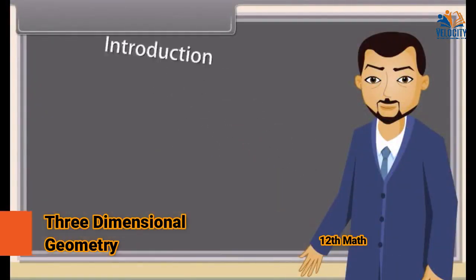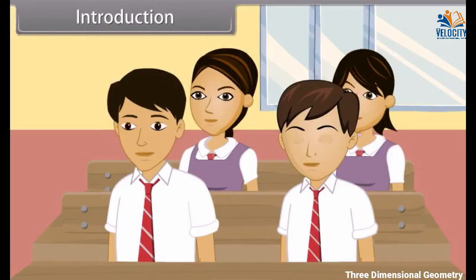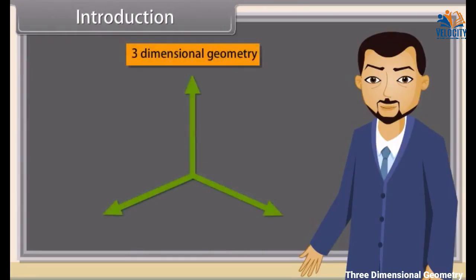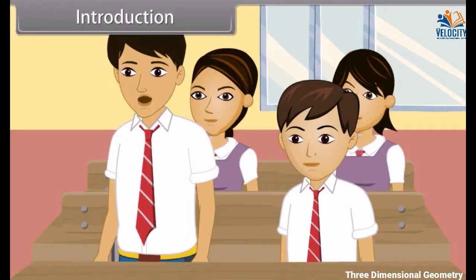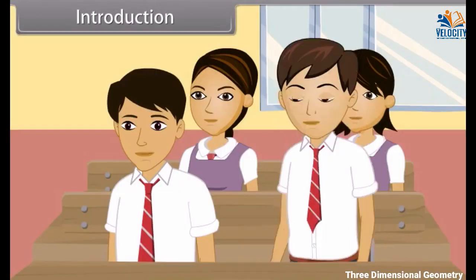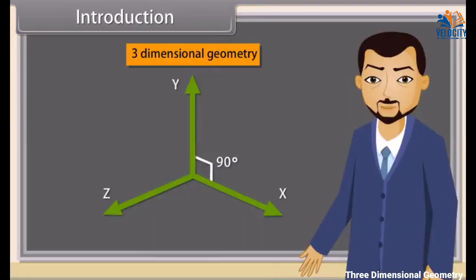Introduction. Hello students. Today we will learn three-dimensional geometry. Do you know what three dimensions are? Teacher, in three dimensions we consider x, y and z axis. Very good. What is the angle in between these three axes? Teacher, the angle in between the axes is 90 degrees. Well said. So let's move further. In this lesson, you will learn three-dimensional geometry.